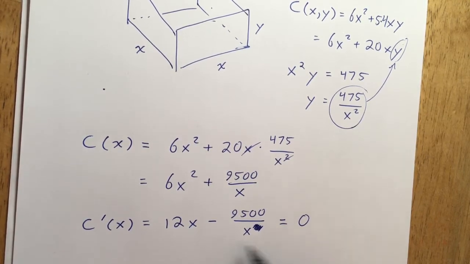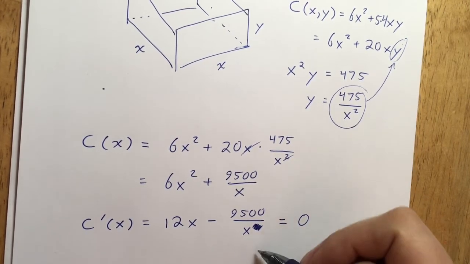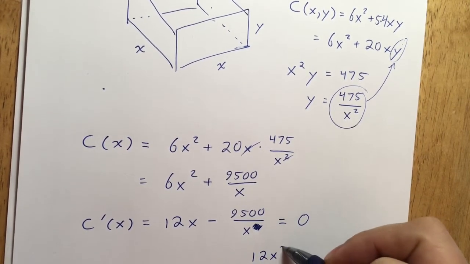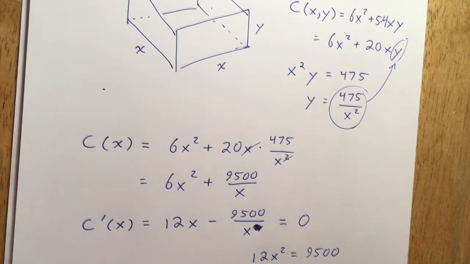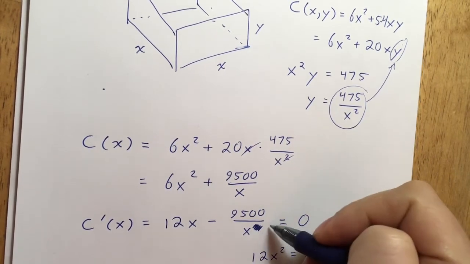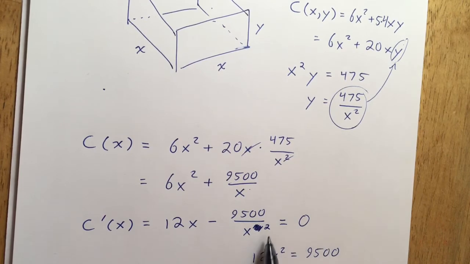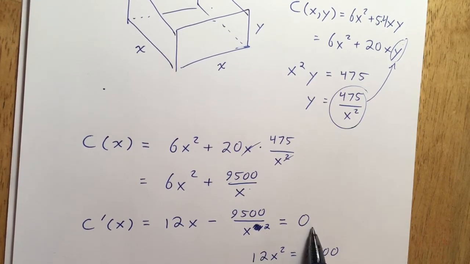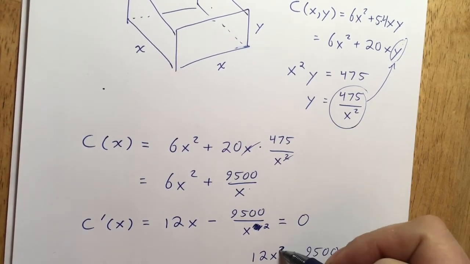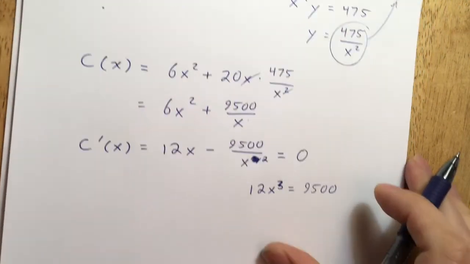I'll just add this quantity to both sides and multiply both sides by x squared. I don't know why I erased that, that should be there. For some reason I saw this and thought I hadn't made a mistake, but this should be a square. So I add this to both sides, multiply both sides by x squared. This gives me 12x cubed equals 9,500.